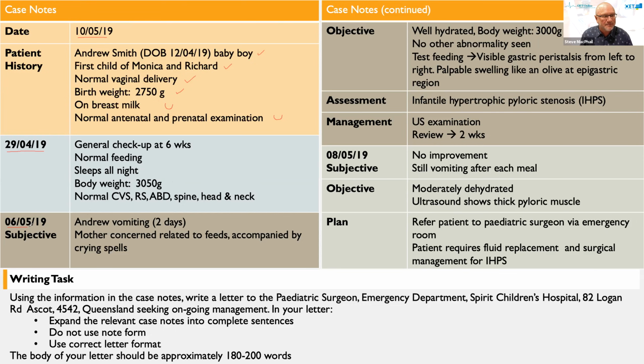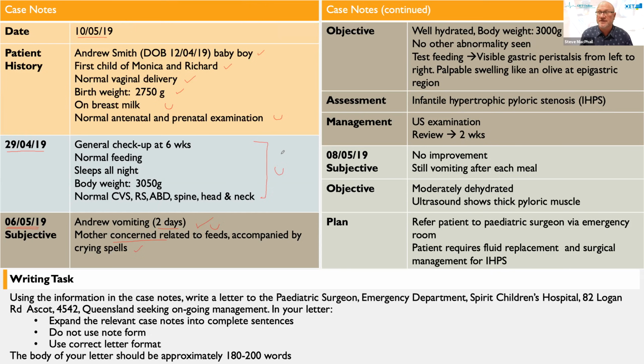Then 1 week later, it's important that you connect dates. This is the 6th of March, but it's 1 week later. 1 week later, Andrew was vomiting. 2 days. Obviously very important. So this information is useful and we might summarize it, but now once we get down to specific facts related to the main issue, we need to mention it. Mother concerned related to feeds, accompanied by crying spells. Do we need to mention the mother's concern? I'd say it's optional. Let's just call it useful, but we don't have to. A crying spell sounds relevant.